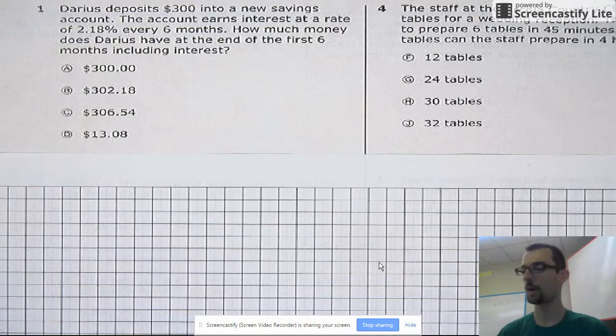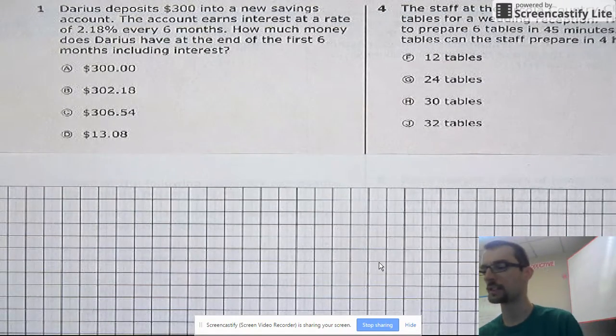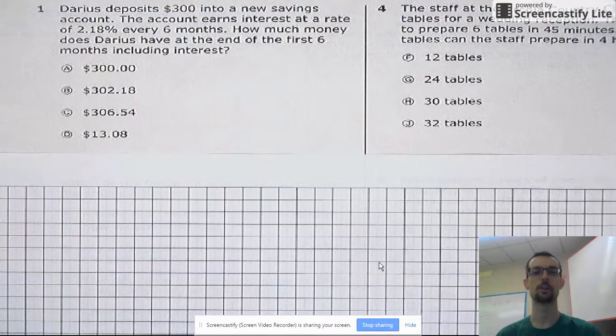All right, we're taking a look at problem number 1, which reads, Darius deposits $300 into a new savings account. The account earns interest at a rate of 2.18% every 6 months. How much money does Darius have at the end of the first 6 months, including interest?